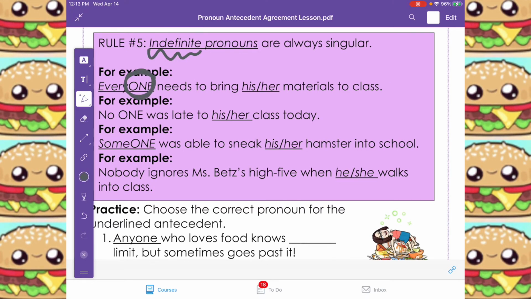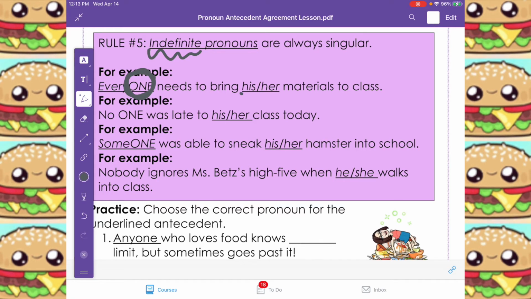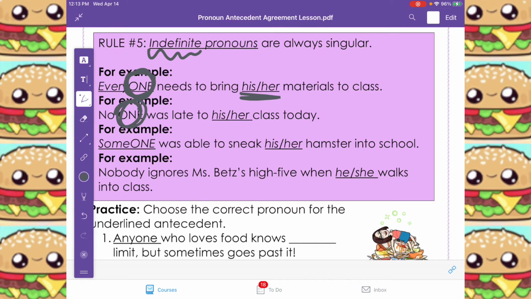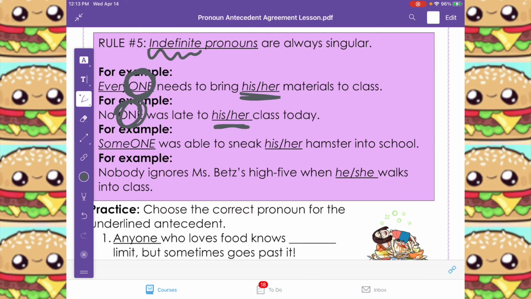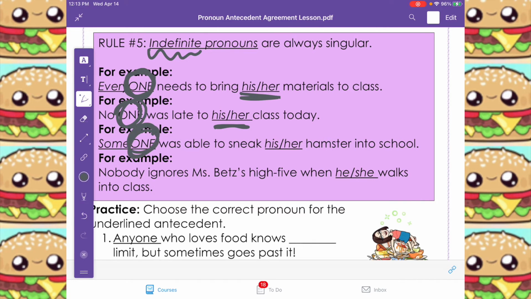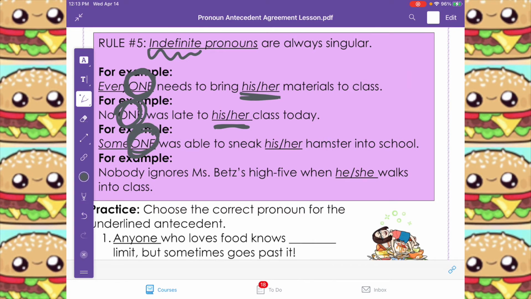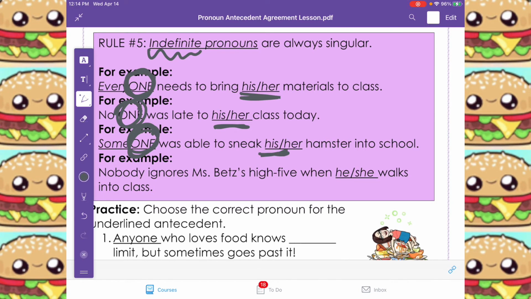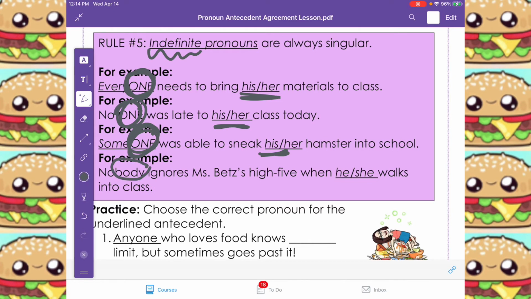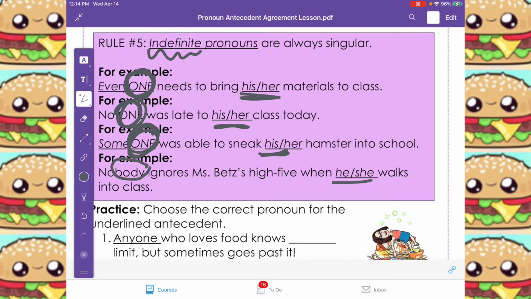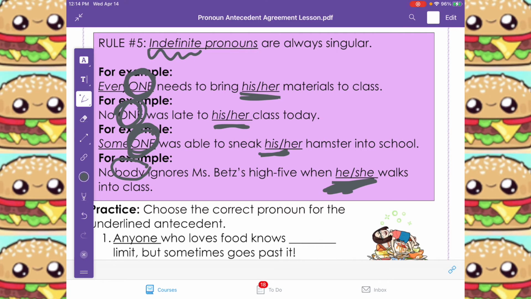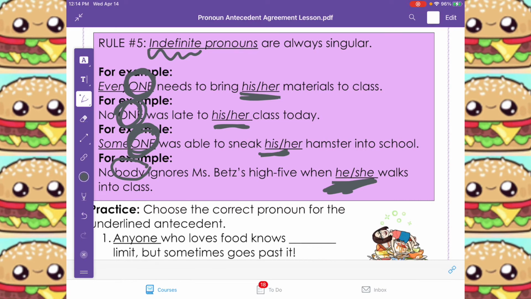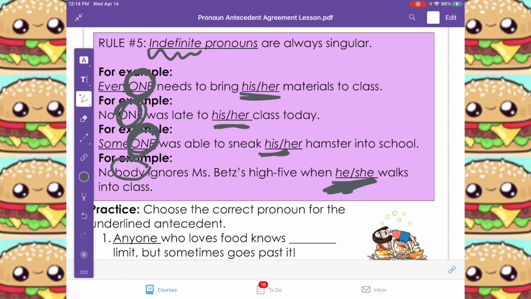So everyone needs to bring his or her materials to class. No one person was late to his or her class today. Someone was able to sneak his or her hamster into school. Nobody, no one body, ignores Miss Betts' high fives when he or she walks into class. So when you see one in the word, someone, anyone, no one, it's singular.